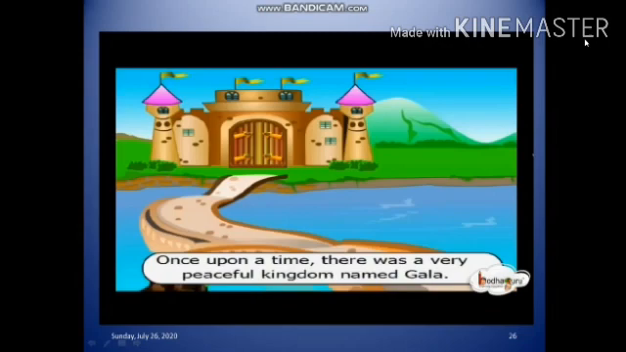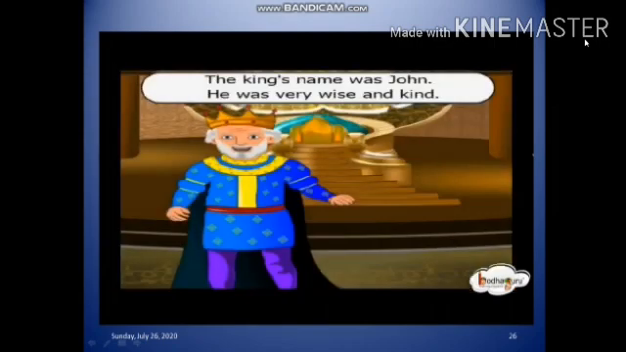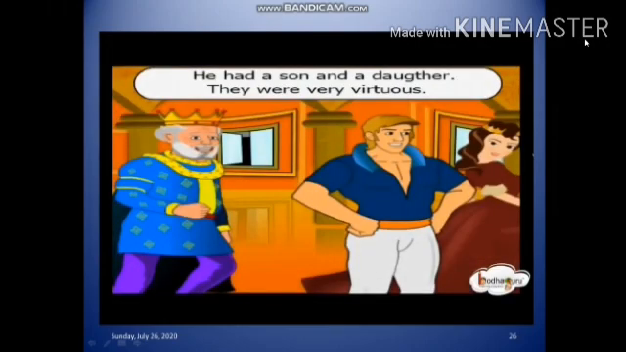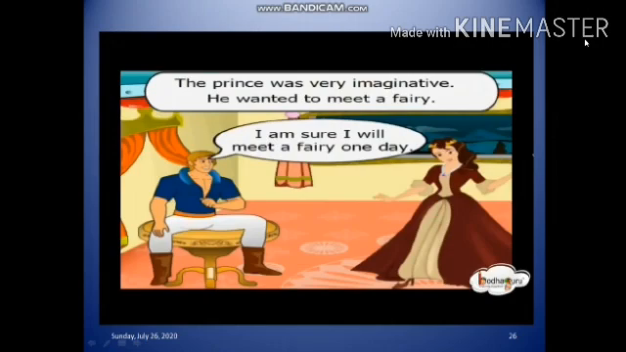Once upon a time, there was a peaceful kingdom named Gala. The king's name was John. He was very wise and kind. He had a son and a daughter. They were very virtuous. The prince was very imaginative. He wanted to meet a fairy.